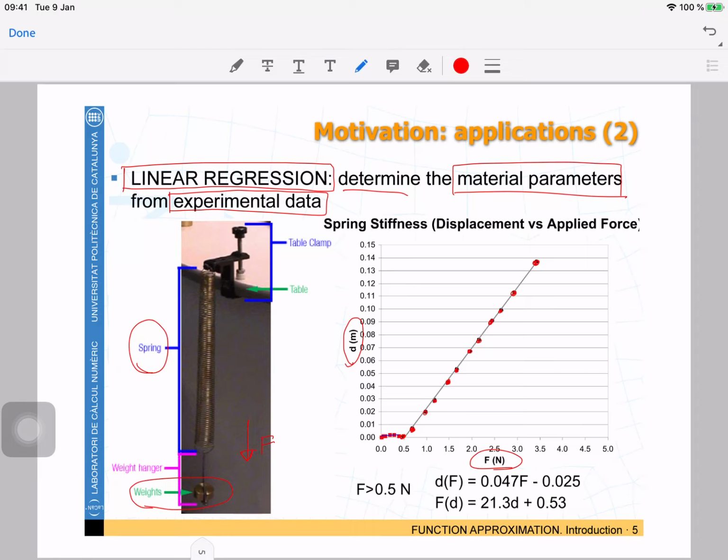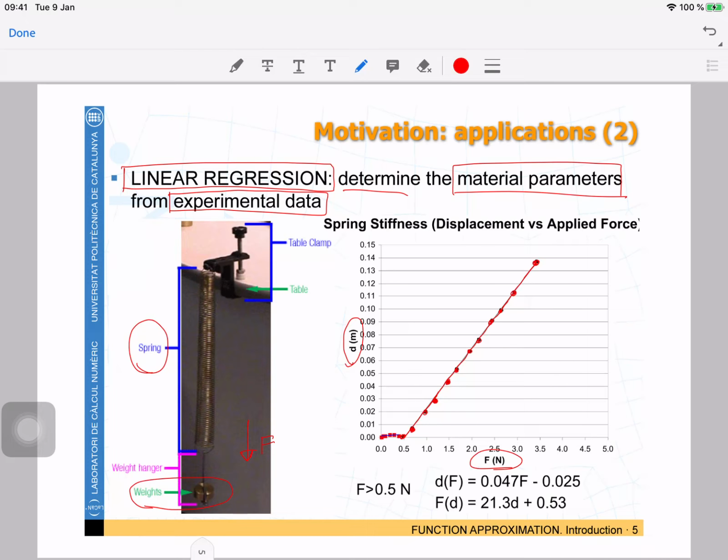So since you cannot do these experiments for all the forces, then you can fit a line to this data. Here we call this fitting linear regression, and in contrast to interpolation, this line doesn't pass exactly through the points.